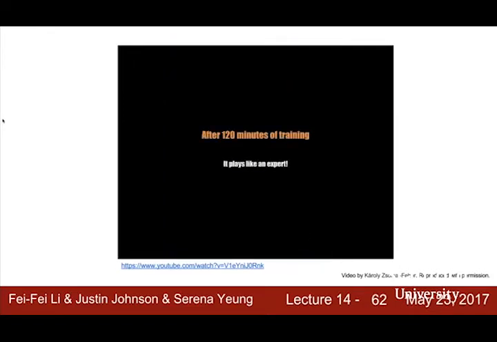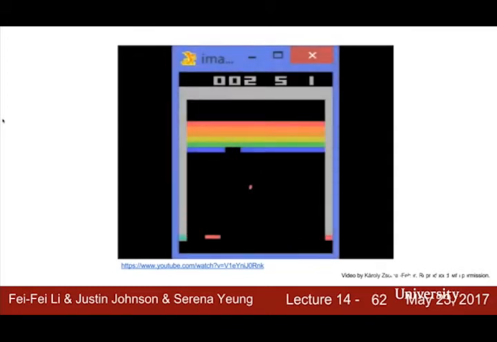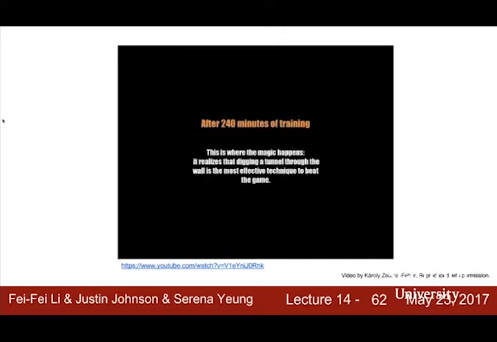Okay, so now after some more training, it looks like a couple hours. Now it's learning to do a pretty good job here. It's able to continuously follow this ball and remove most of the blocks. Now after 240 minutes.